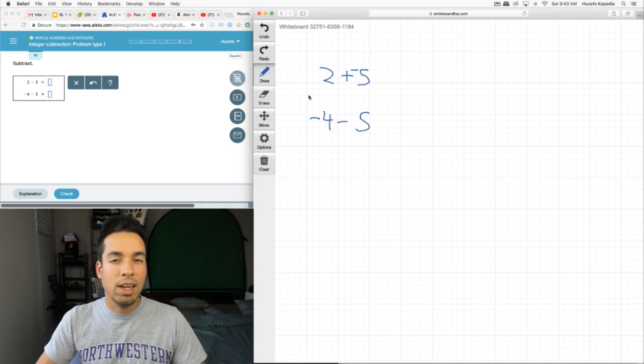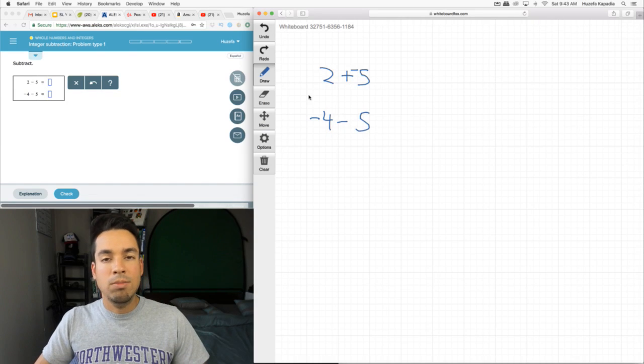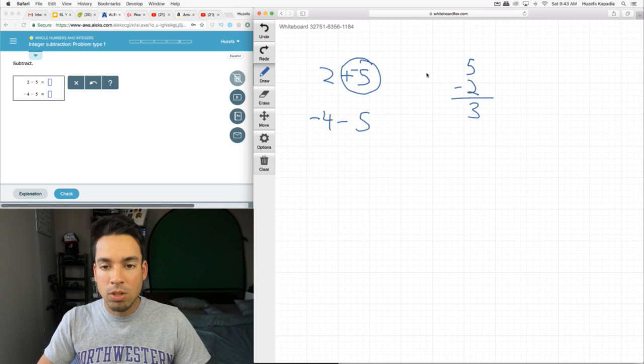2 is being added to a negative 5. So they're not on the same team. We look at it as a subtraction problem. It's really just like 5 minus 2, which is 3. But since the negative number dominated, this final answer is going to be negative 3. So 2 plus negative 5 is negative 3.